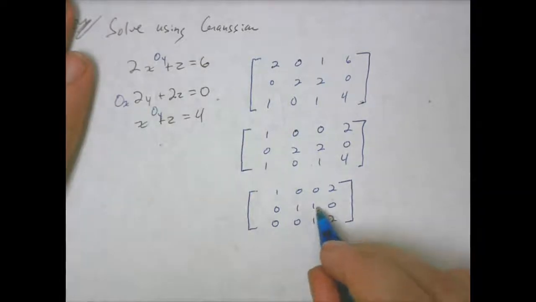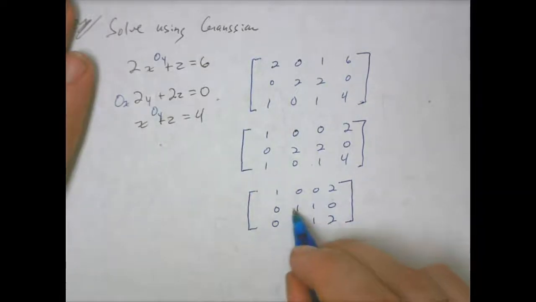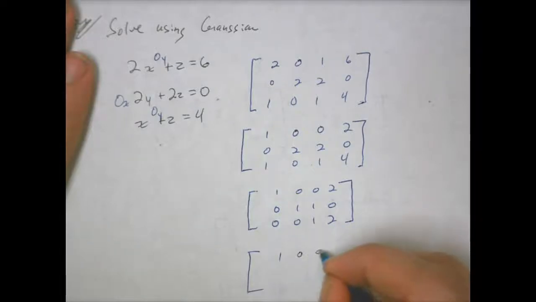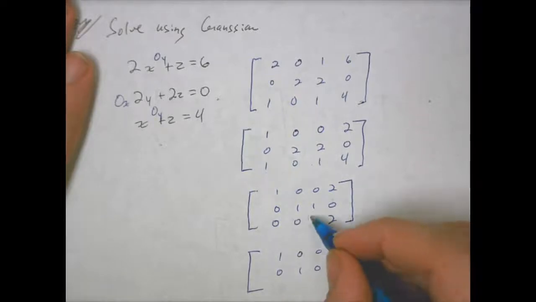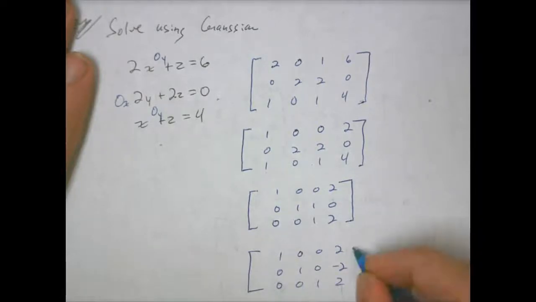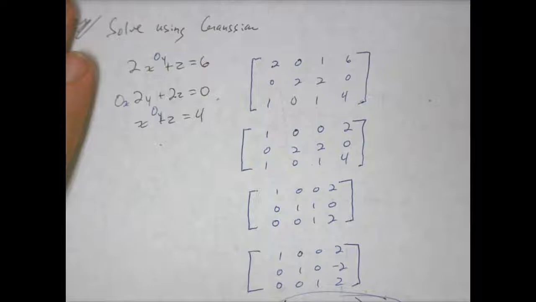And then to get this by itself, here, I need to get my y by itself. I can just subtract this row. So we have 1, 0, 0, 2, 0, 1, 0, -2, because we had 1 minus 0, 1 minus 1, 0 minus 2 is -2, 0, 0, 1, 2. Okay, all that means x, y, z. So x equals 2, y is -2, z is 2. So 2, -2, 2. Okay, cool.